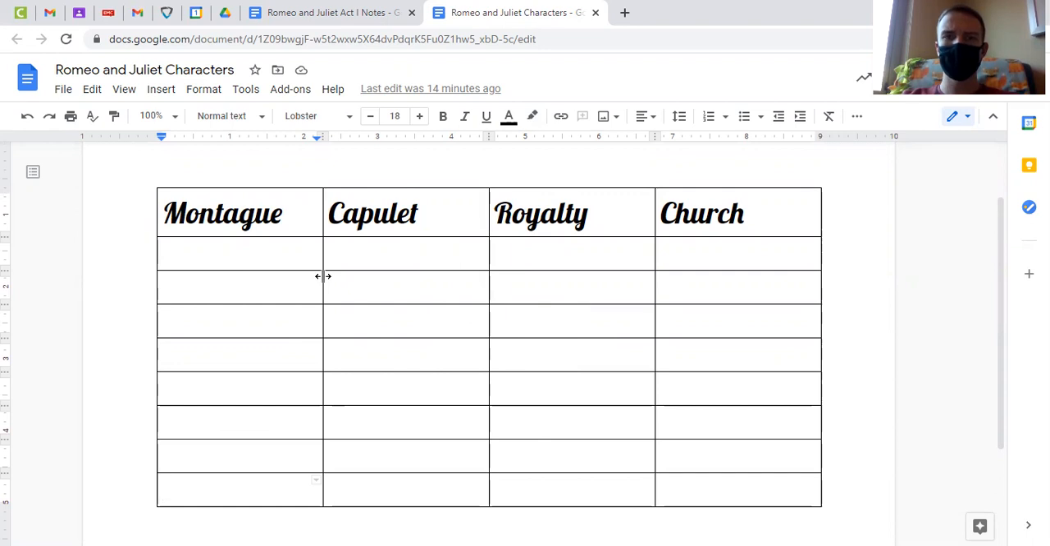Some of these on here, you're going to notice are going to fill up really quickly, the Montague and the Capulet ones. Royalty and especially the church, there aren't going to be as many people for. But this will help you keep track of who's in what house and kind of where their allegiances lie. So we'll get to that a little bit more in just a second.